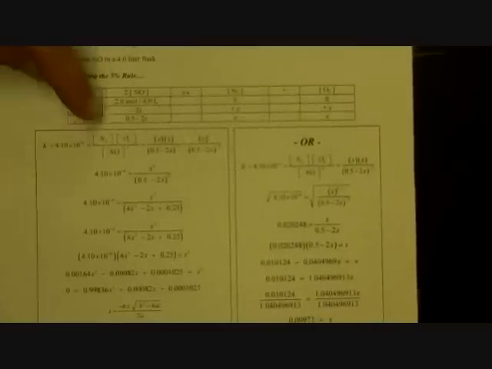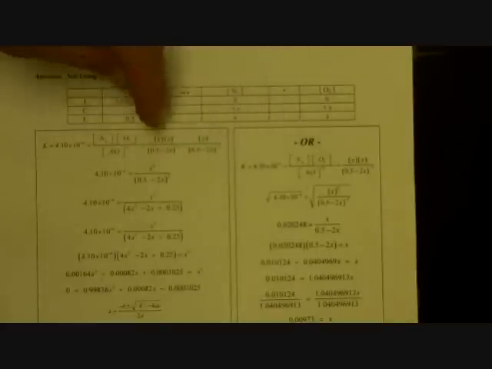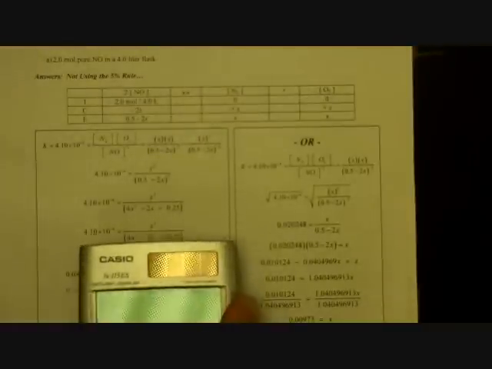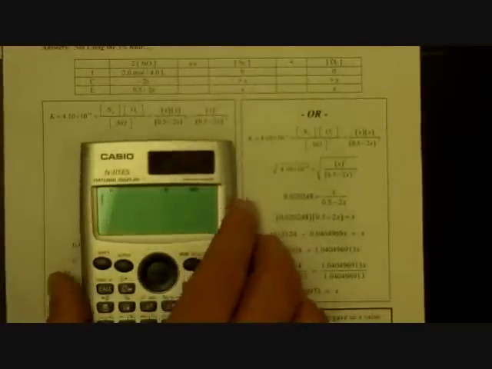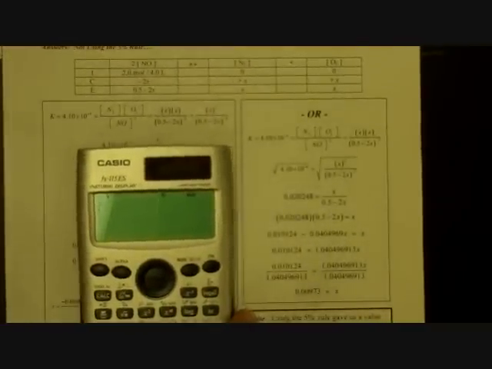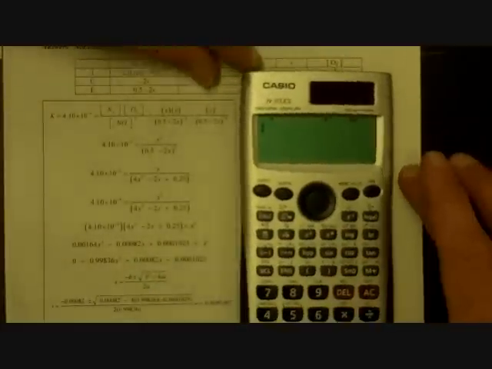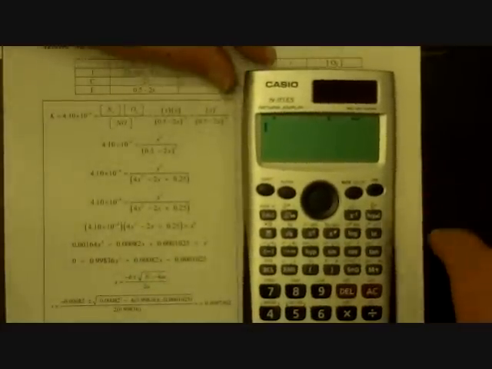Then once you have your ICE chart, be sure to write your expression correctly, plug in your values at equilibrium into this expression, and then solve. I'm going to show how to get the value by typing in the x squared expression, this point right here. Let me get the calculator set correctly here so that you can see it.